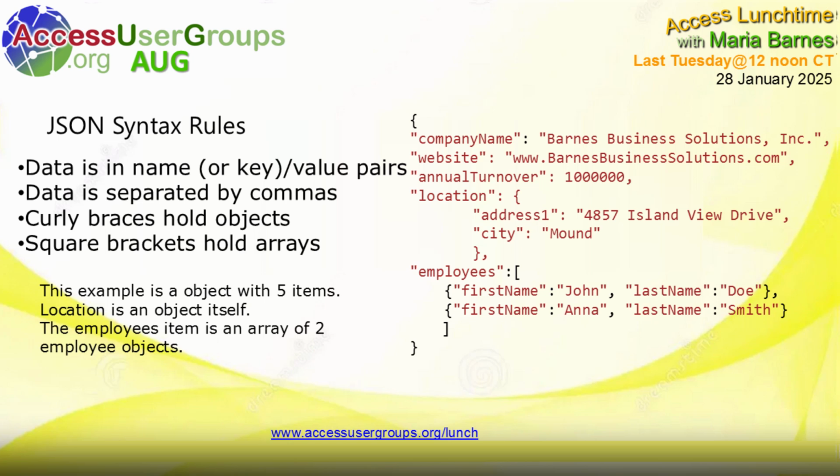So in this example, we have a dictionary. It's got 5 items: company name, website, annual turnover, location, and employees. The employees object is a collection, and it is an array of 2 employee objects or dictionaries. And the location is also a subdictionary because it's got multiple items in it. It's got the curly brackets inside of it.